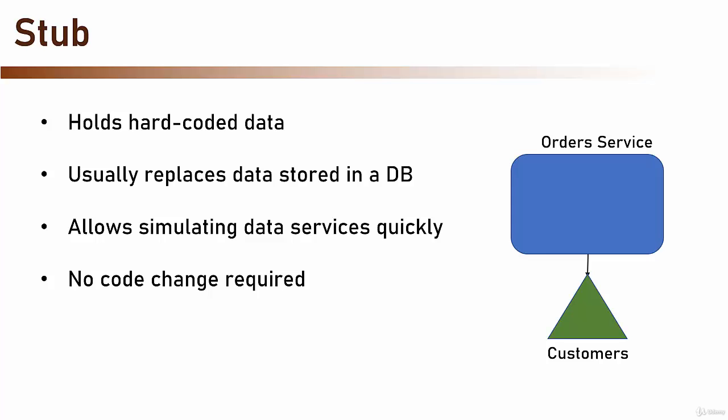With stubs, no code change is required in the service we test. In fact, the service does not even know it works with a stub. From the service's point of view, the stub is a completely normal service, returning completely normal data. So in our case, the customer's service, which our service calls for data, is being replaced by a customer's stub, which is a very lightweight implementation of the customer's service, holding hard-coded data. Note that the orders service has no idea something has changed, and that is a big plus.